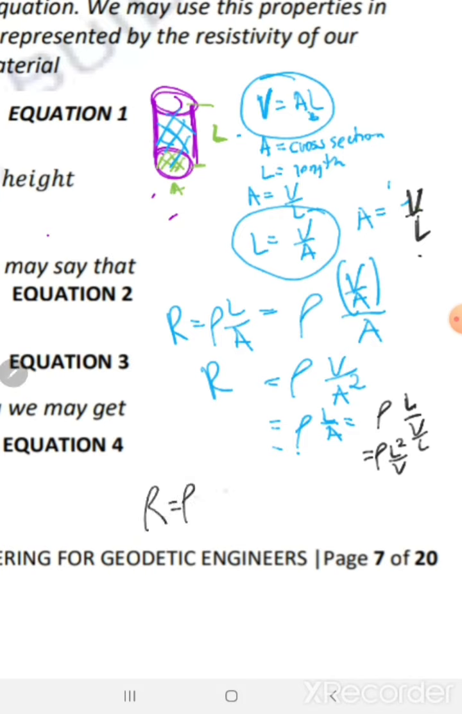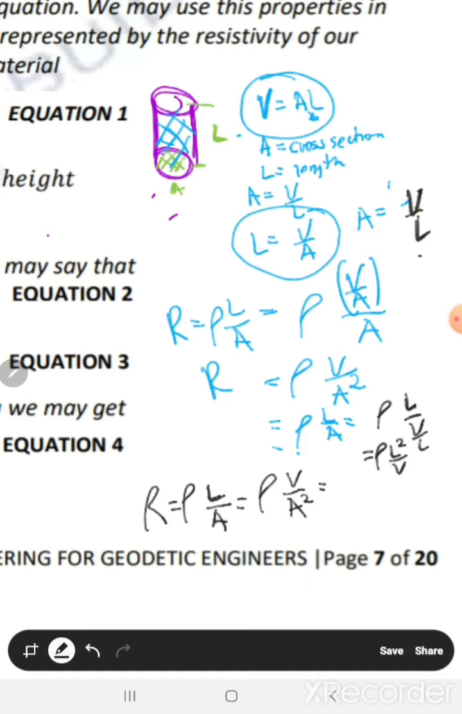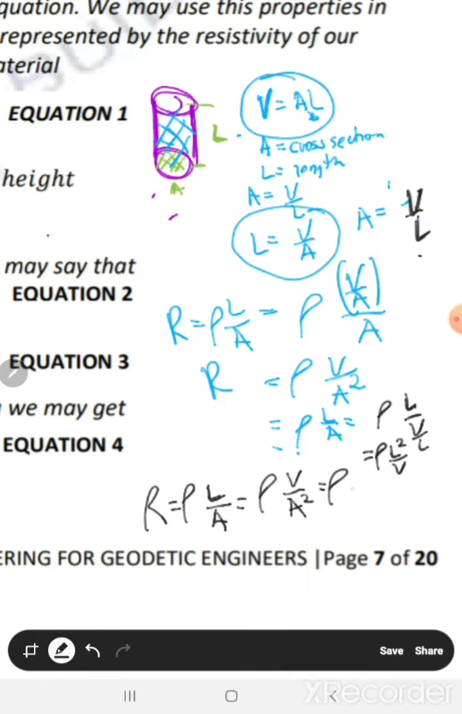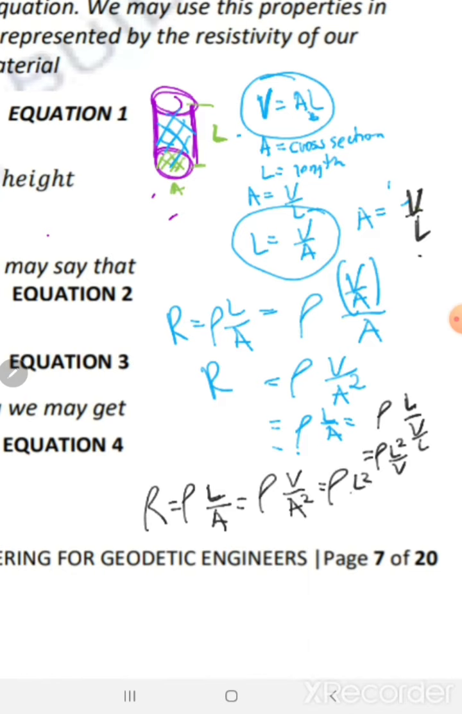So later on, you will see the importance of these formulas, because there are problems wherein you need to take note of the different meanings of words that would be used in the problem. Rho multiplied by L squared all over V. Okay? This is the formula of your resistance.